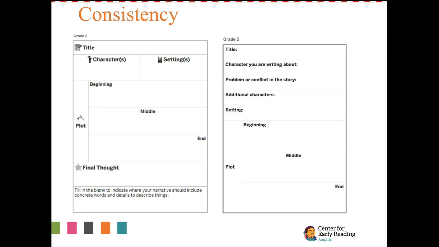Another thing to note about Writing Studio is how it flows naturally from one grade to the next. Writing Studio truly builds coherently from one grade level to the next. Here's an example from grade 2 and grade 5. These are graphic organizers from the program. As you can see, there is a consistency for students as they move from grade to grade and from teacher to teacher, but the rigor increases.